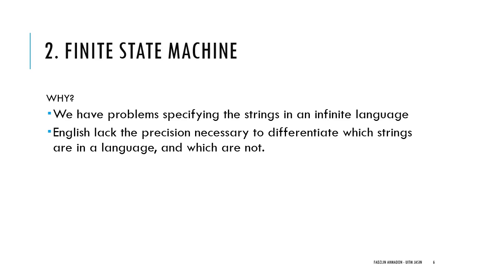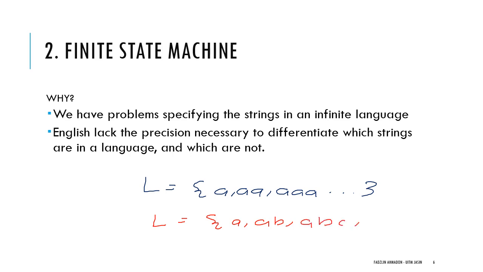Let's say we have a language and the strings that make up this language are A, AA, AAA, and so on. We can perhaps describe this as a language that has a single and increasing amount of A and only A in the string. But what if our language has these strings: A, AB, ABC, CABB, and so on? It is now harder to describe which strings are in a language and which are not using English sentences.